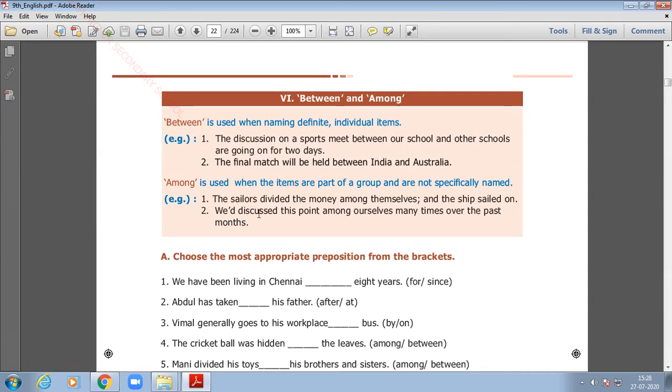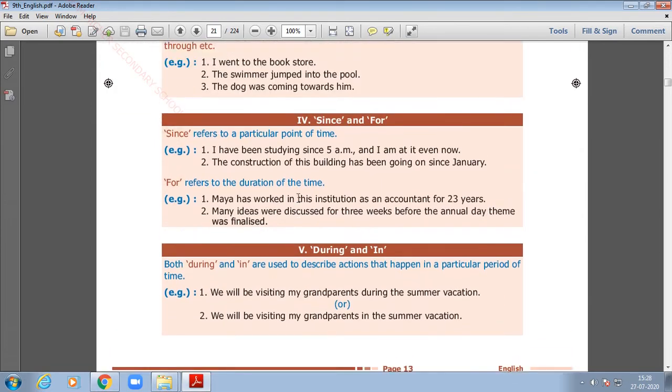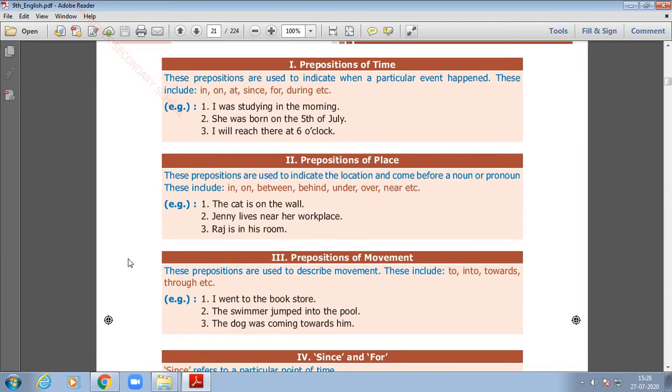See, among is used when the items are part of a group and are not specifically named. The sailors divided the money, more than two. More than two, you have sailors only, it's a plural form. When it's between two, you use between, more than two, you use among. We discussed this point among ourselves many times over the past months. Okay, these are some of the common prepositions that we use.